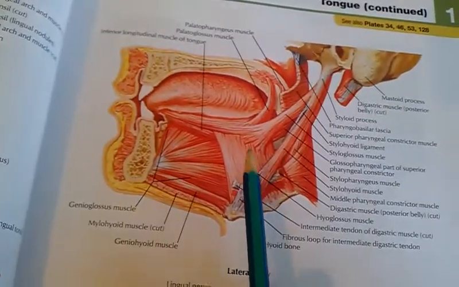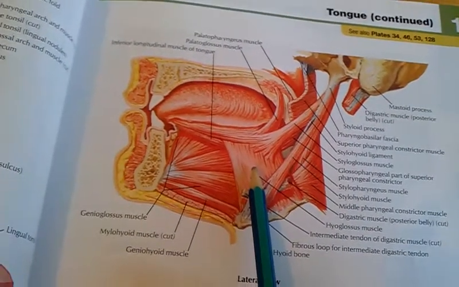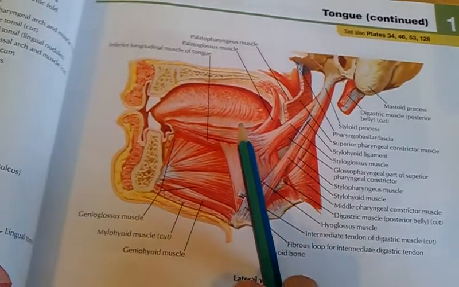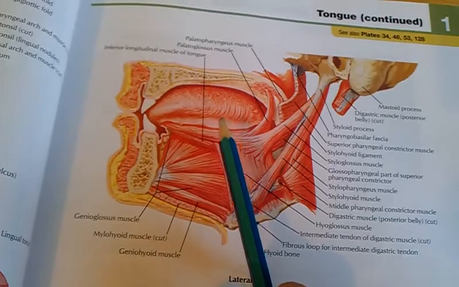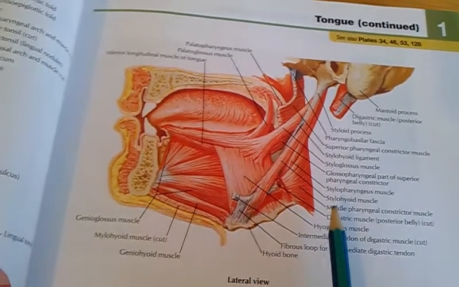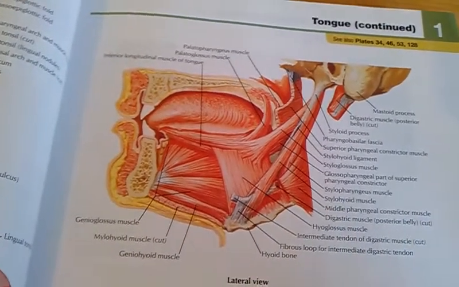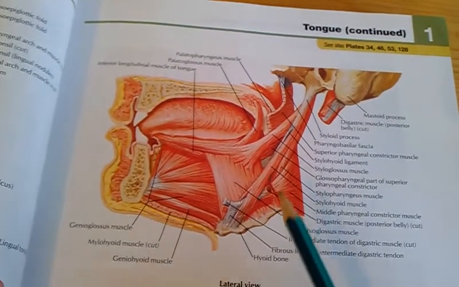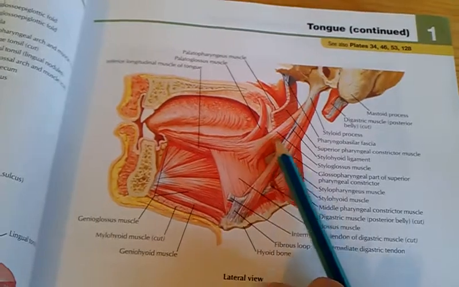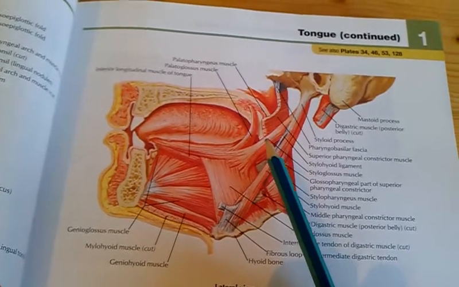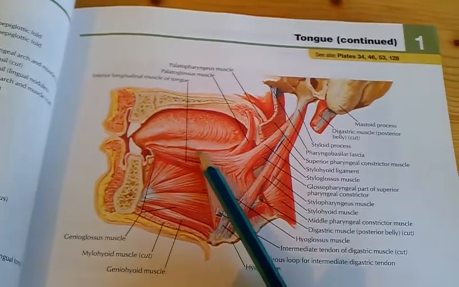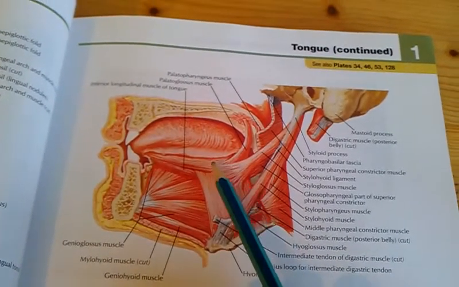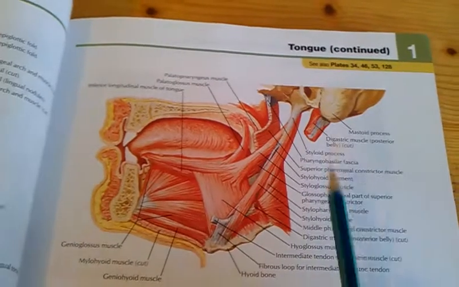Next one is the hyoglossal muscle. It originates on the hyoid bone and inserts into the intrinsic muscles, and it pulls the tongue down and backwards. The next extrinsic muscle is the styloglossal muscle. This one. It originates on the styloid process and inserts into the intrinsic muscles. And this one draws the tongue up and backwards.